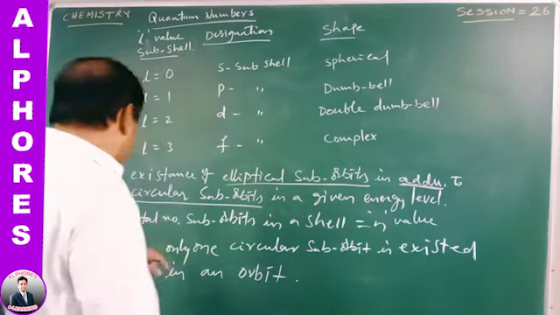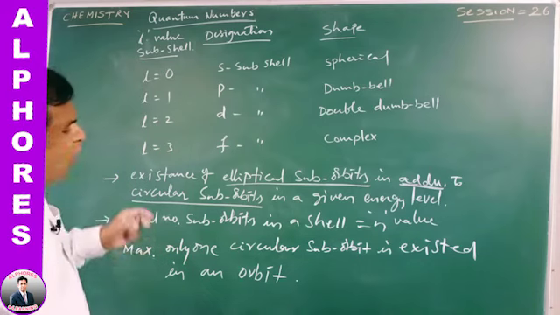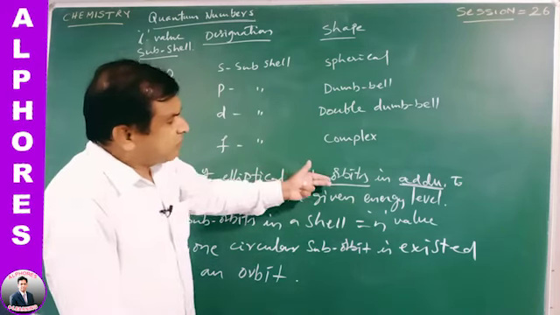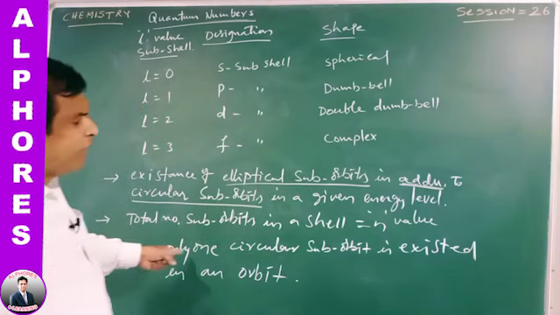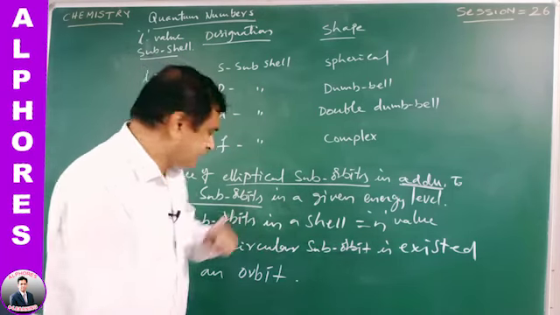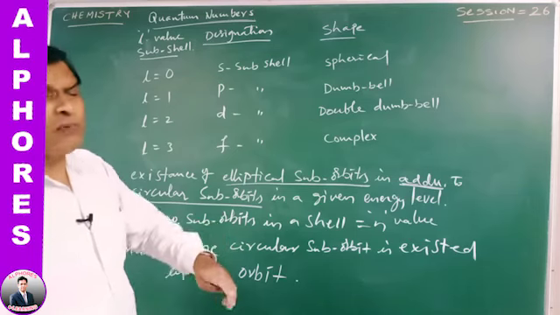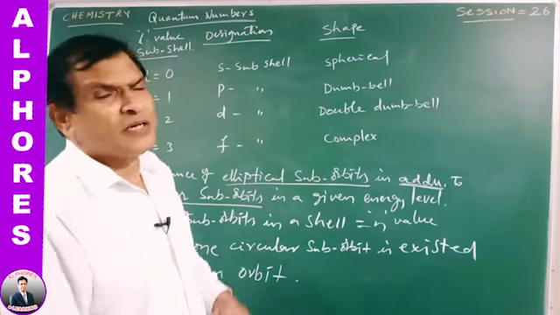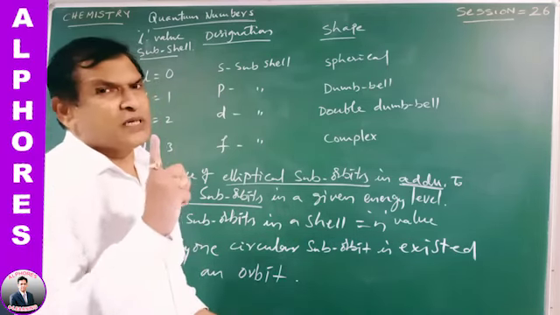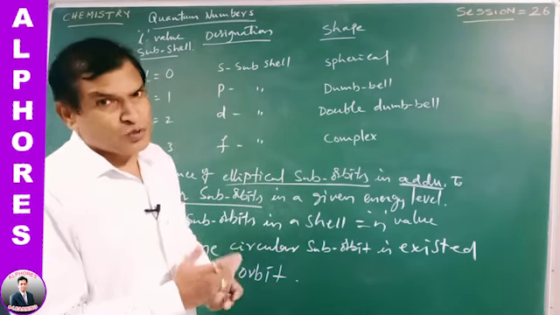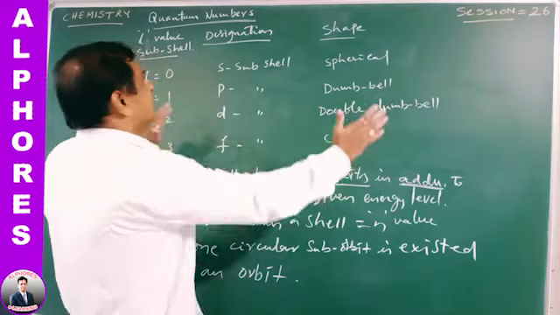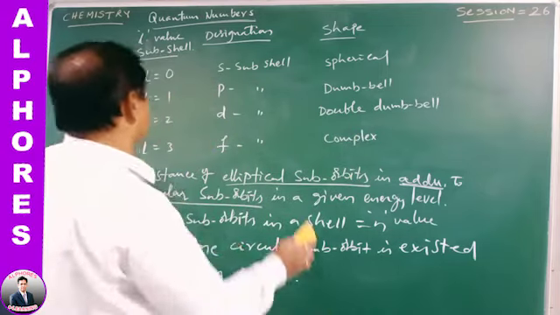Next, maximum how many circular and how many elliptical suborbits exist in the given energy level? Maximum only one circular suborbit exists in an orbit. That means in any given energy level, maximum only one circular suborbit and the remaining are elliptical suborbits. Based on these points, let us work through examples.